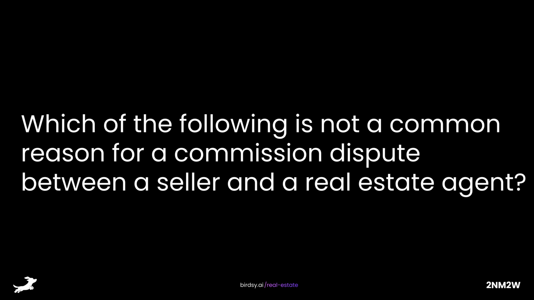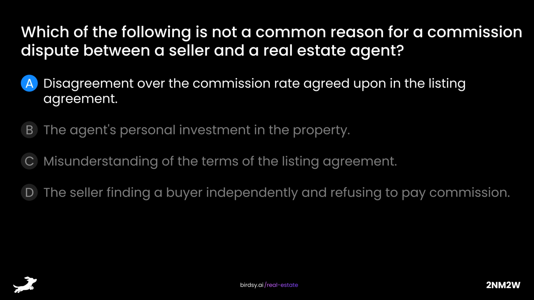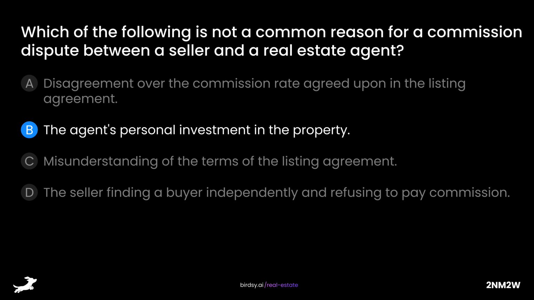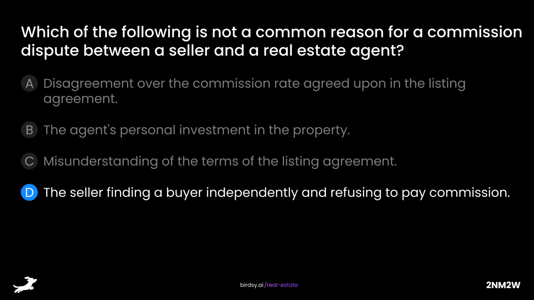Which of the following is not a common reason for a commission dispute between a seller and a real estate agent? Is it A. Disagreement over the commission rate agreed upon in the listing agreement? B. The agent's personal investment in the property? C. Misunderstanding of the terms of the listing agreement? Or D. The seller finding a buyer independently and refusing to pay commission?